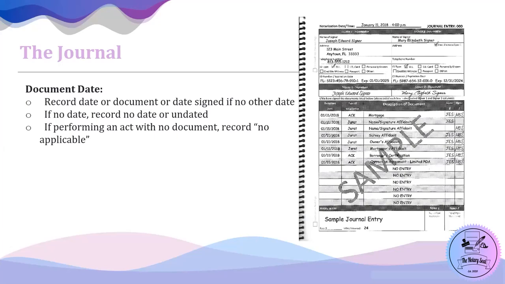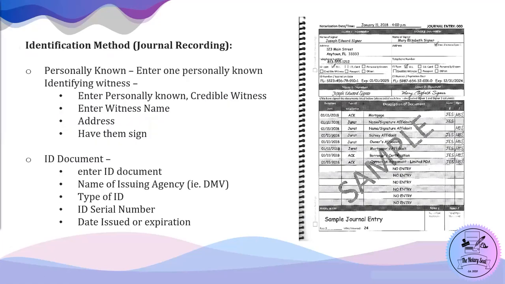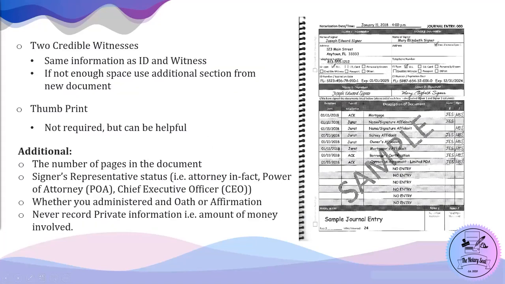All right, and so this goes on to talk about if you have a credible witness, you enter that person's name and information. Again, you'll put something down in the notes stating what happened there. And then it talks about how you fill out the ID section, which we've already talked about, so I won't go through that again. And then thumbprint, again, we talked about that: not required, but it can be helpful.